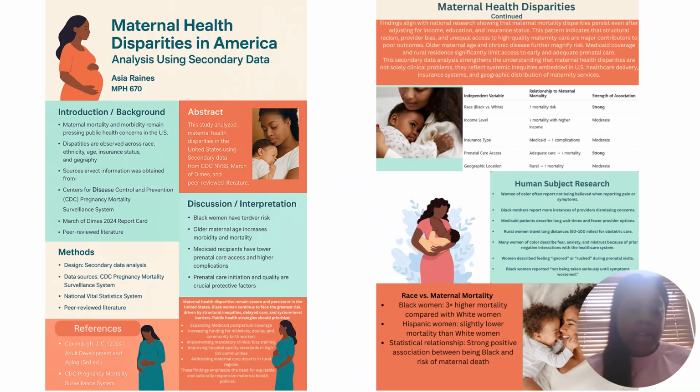Abstract. This study analyzes maternal health disparities in the US using the resources that I provided, as well as peer-reviewed literature. So the methods is what I've expressed before. Discussion and interpretation: Black women have risks related to maternal health, older women, and age increases morbidity and mortality. Medicaid recipients typically have lower prenatal care and access. They also have higher complications. And then prenatal care initiation and quality of care are crucial protective factors.